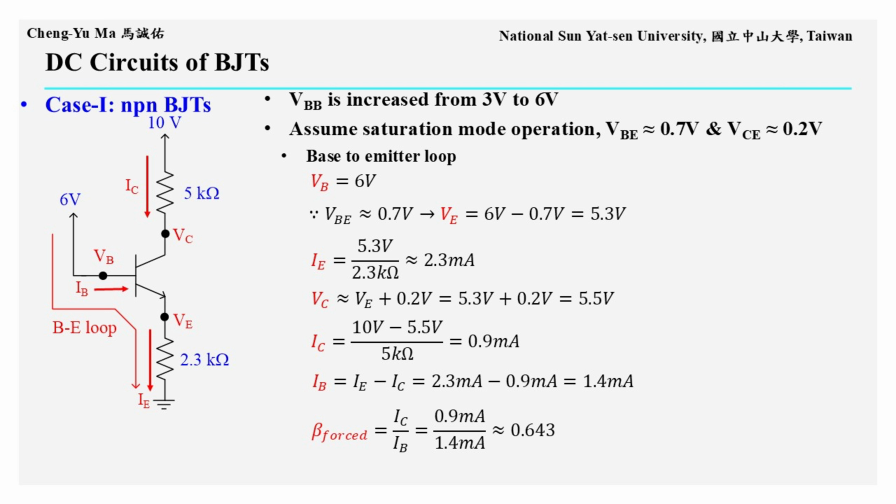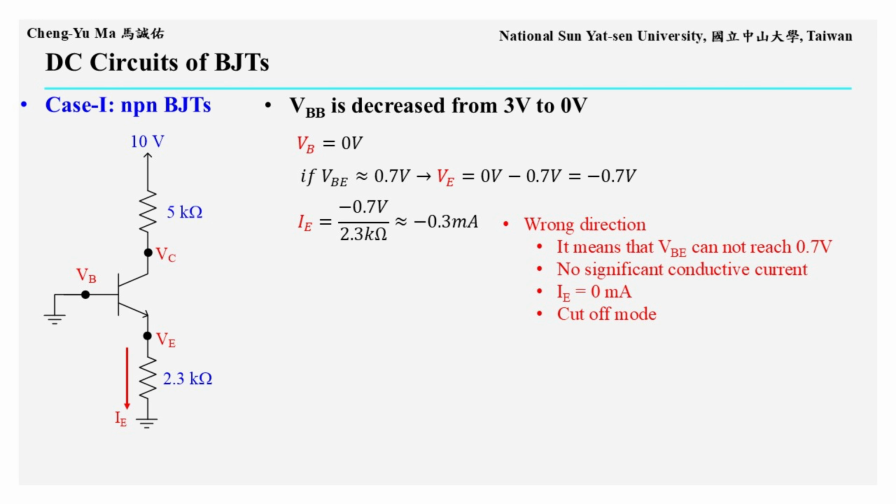Therefore, all three terminal voltages and currents have been found. The forced beta is IC over IB, which is 0.9 milliampere divided by 1.4 milliamperes, or 0.643. This is much lower than the active mode beta of 100.